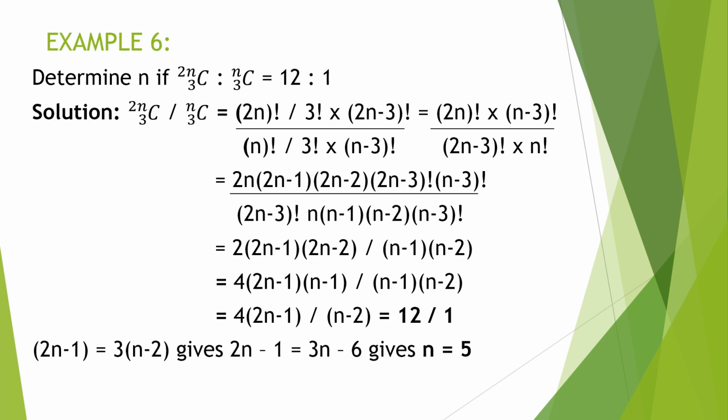Example 6. Now this is simple use of the formula. Determine n if 2nC3 is to nC3 is equal to 12 is to 1. So now just apply the formula. You know nCr is n factorial upon r factorial into n minus r factorial. So numerator and denominator you simplify. After simplification, what do you get? Ultimately you are getting 4 into 2n minus 1 upon n minus 2 is equal to 12 is to 1, means 12 upon 1. So 2n minus 1 is equal to 3 into n minus 2, which on simplification gives n is equal to 5. Be careful in the simplification.